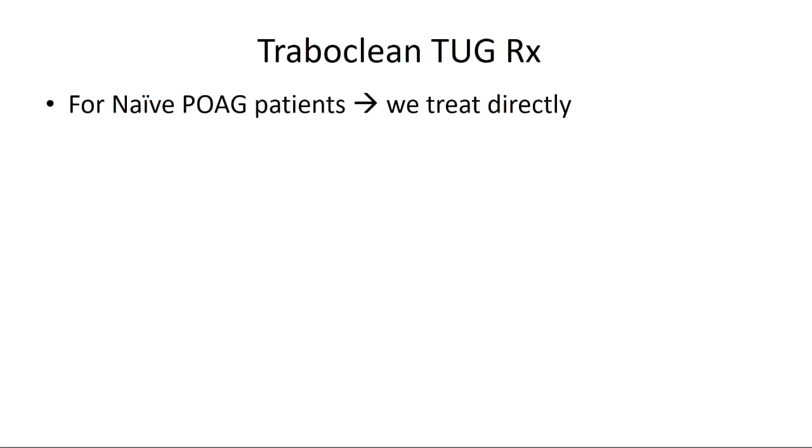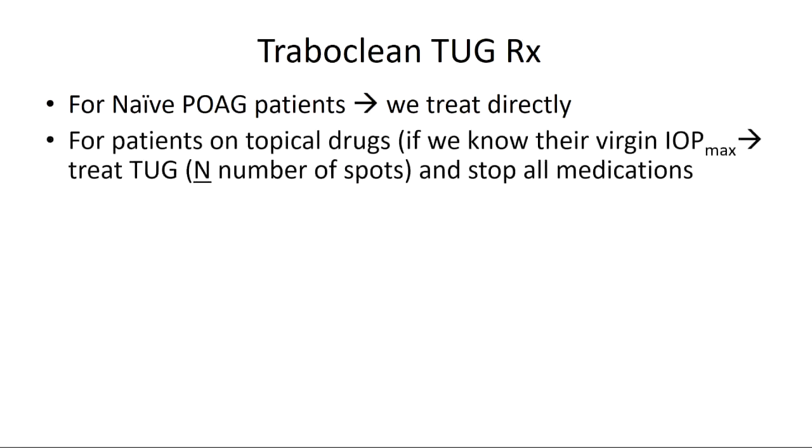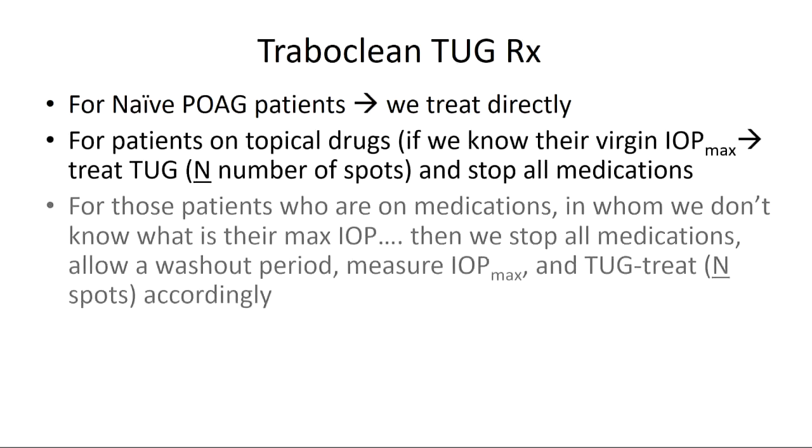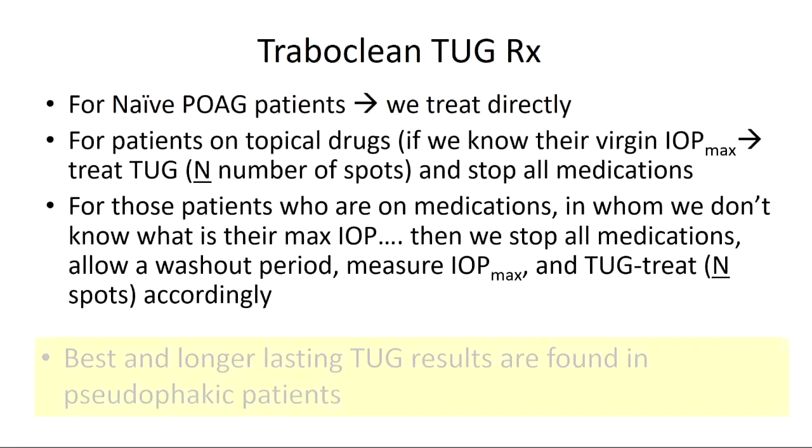For naive POAG patients, we treat directly. For patients on topical drugs, if we know their virgin IOP max, we treat with TUG by n number of spots and stop all medications from that day onwards. For those patients who are on medications in whom we don't know their max IOP, we stop all medications, allow a washout period, measure IOP max, and then treat with TUG for n number of spots accordingly.